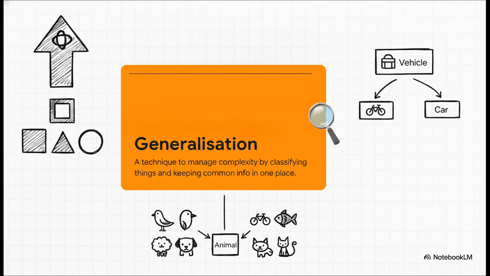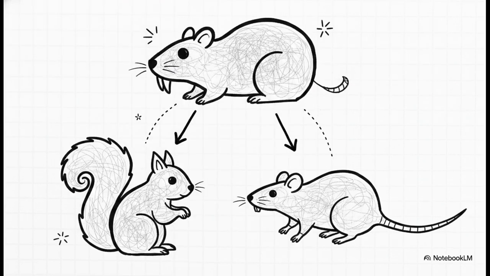In software, and particularly in object-oriented languages like Java, we implement this concept using class inheritance. To really wrap our heads around this, let's look at an everyday example. Think about how we classify animals.